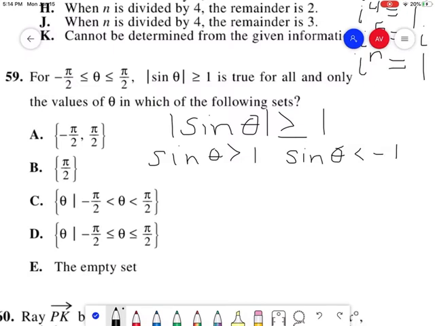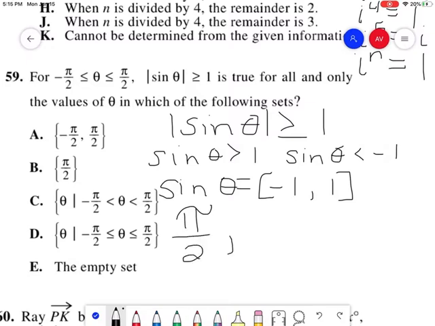-1. So if you remember the sine function, all values of sine theta are going to fall in the range from -1 to 1. So all the values in between -1 and 1 don't matter in this case because they have to be greater than 1 or -1. So the only values that will work here are the values for which sine theta equals -1 or 1. And if we remember our unit circle, the only values for theta for which sine theta equals -1 or 1 are pi over 2 and 3 pi over 2, which is the same thing as negative pi over 2.